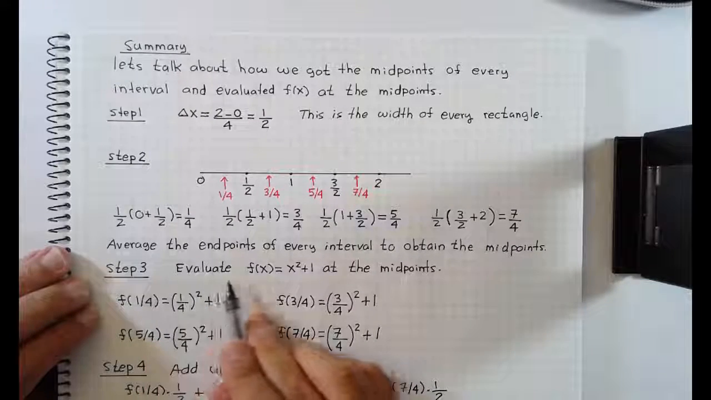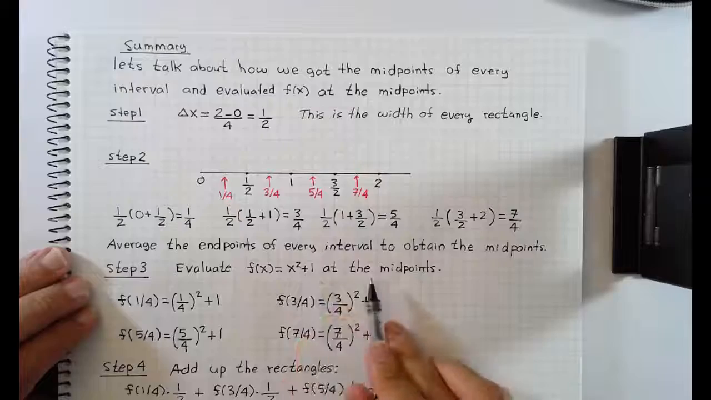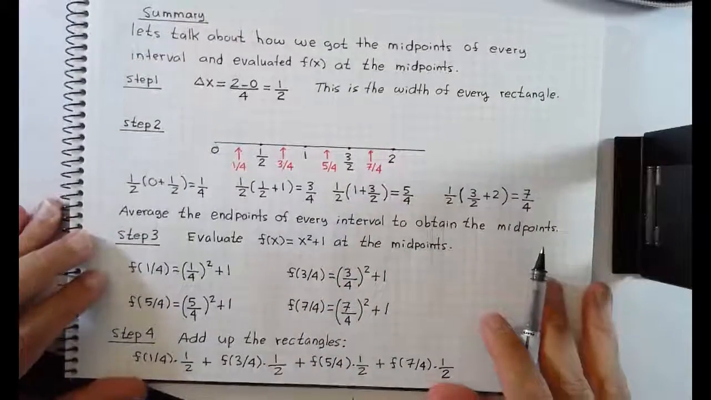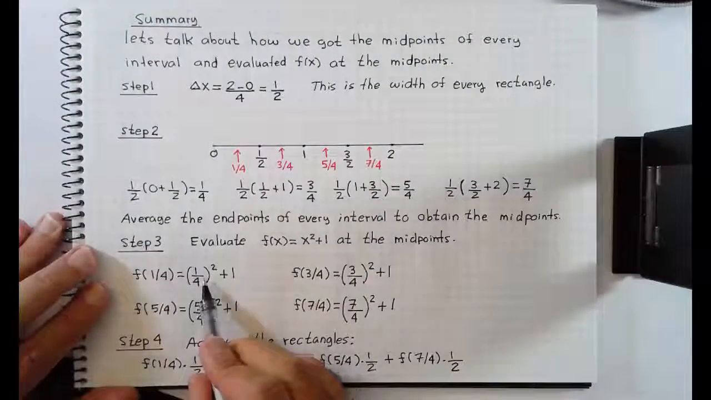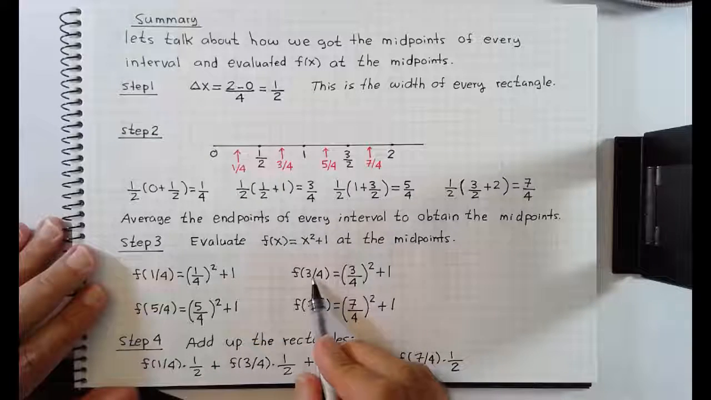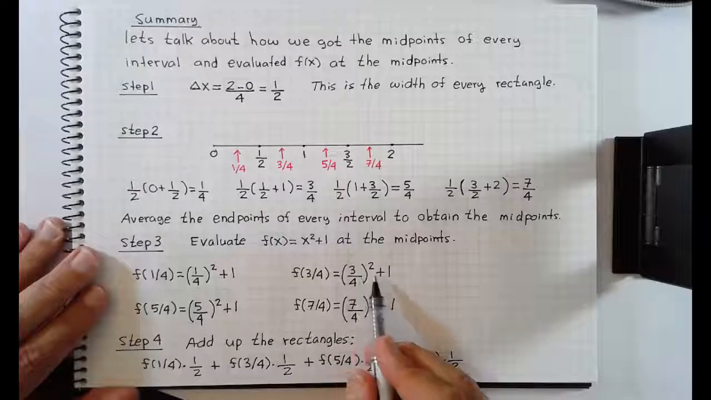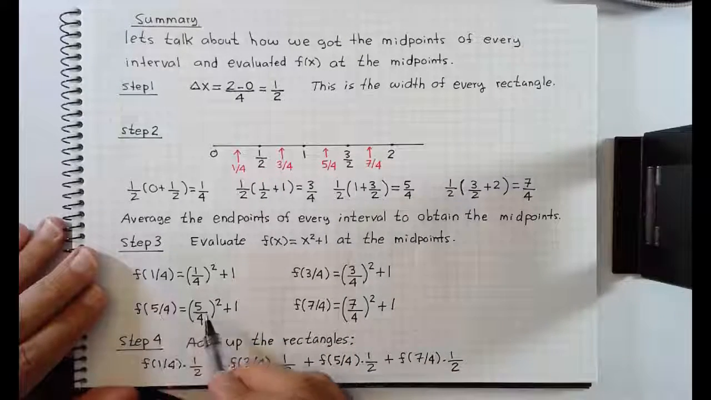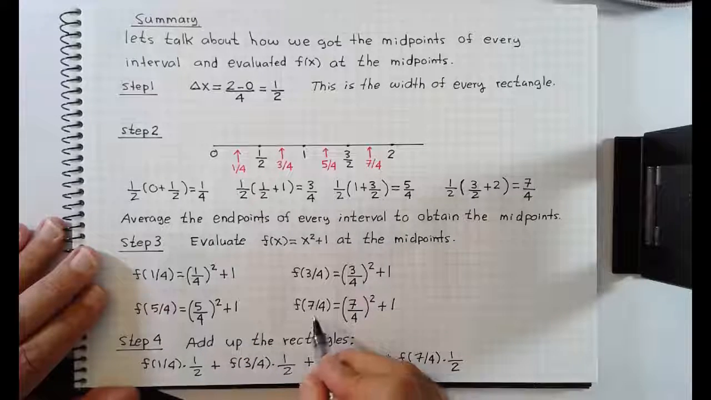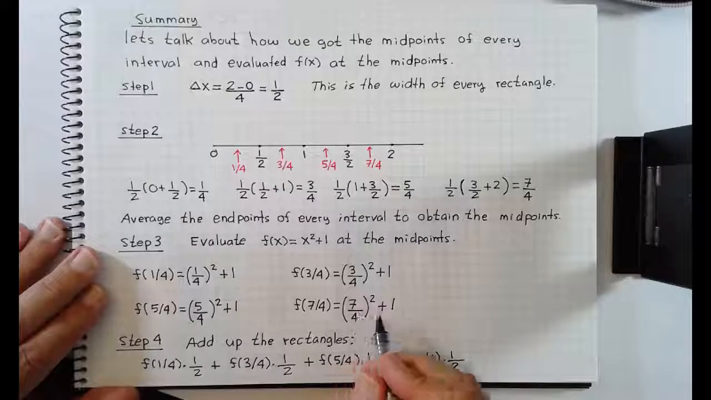Step 3, evaluate the function x squared plus 1 at the midpoints. So find f of 1/4, that's 1/4 squared plus 1. f of 3/4, that's 3/4 squared plus 1. f of 5/4 is 5/4 squared plus 1. f of 7/4 is 7/4 squared plus 1.